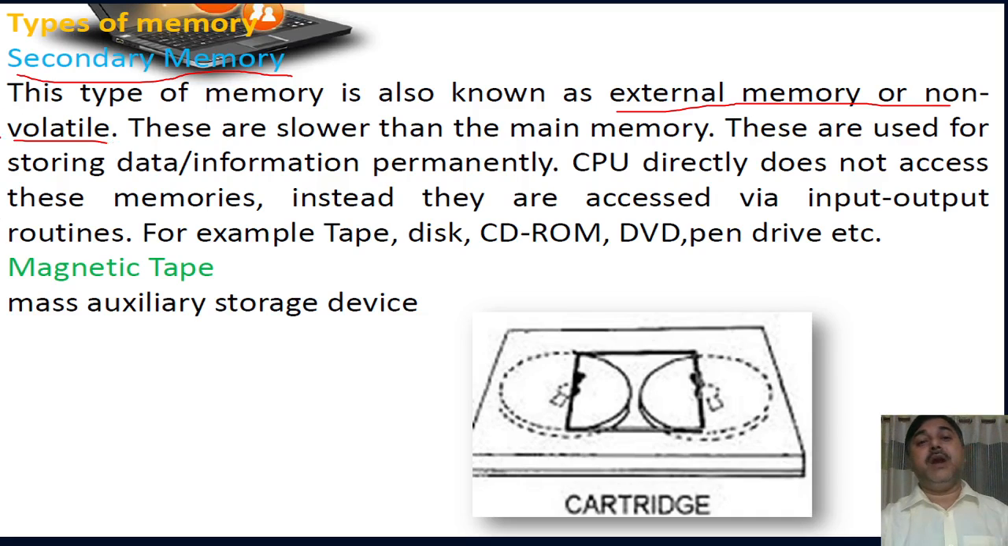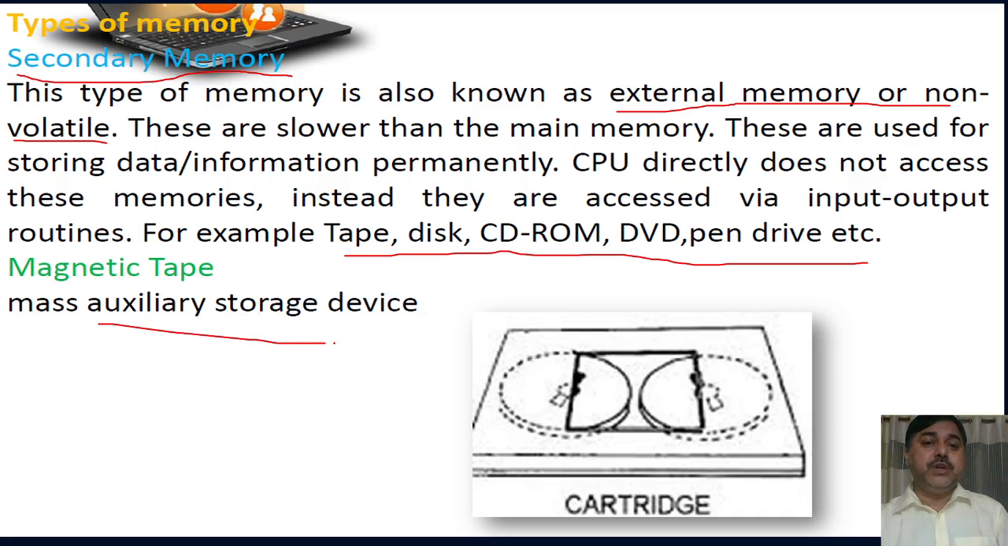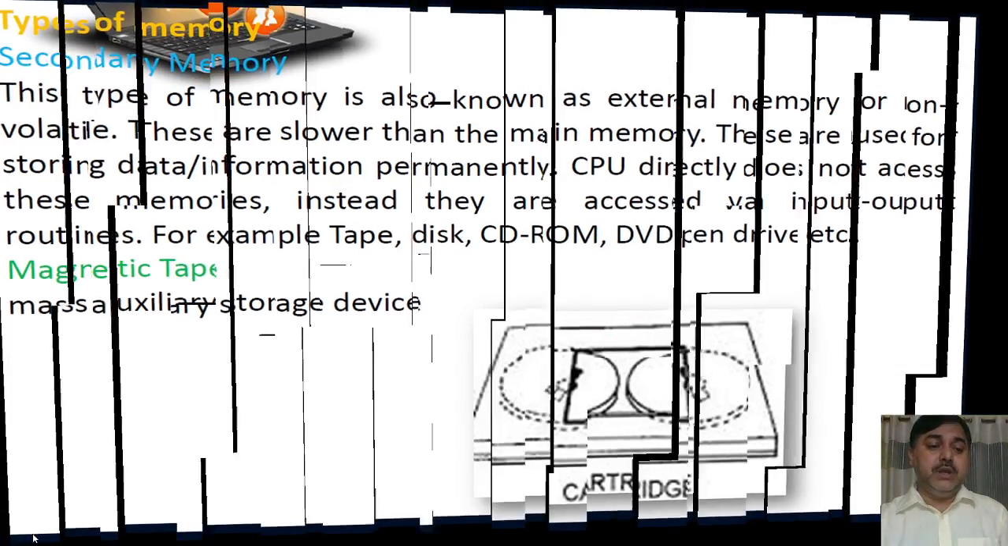So what can we find? Tape is there, CD-ROM is there, pen drive is there. Each and every part of these, we can find the magnetic tape mass storage device. Previously there was a cartridge and magnetic tape. In this magnetic tape we can store the data, and we can work with the data.